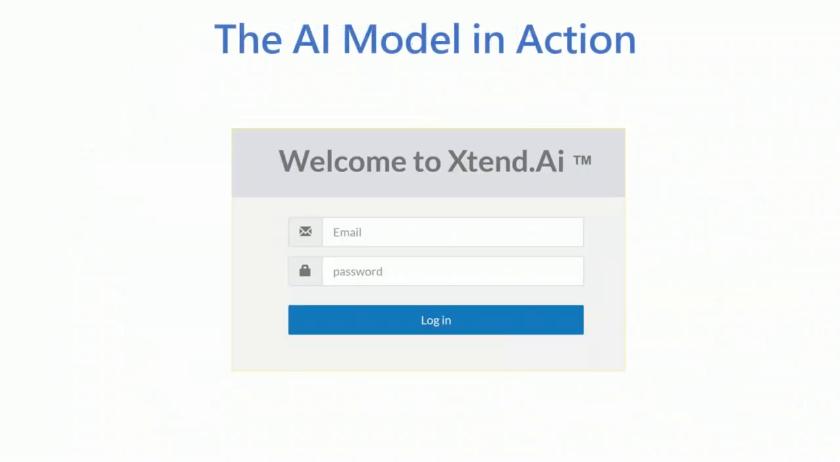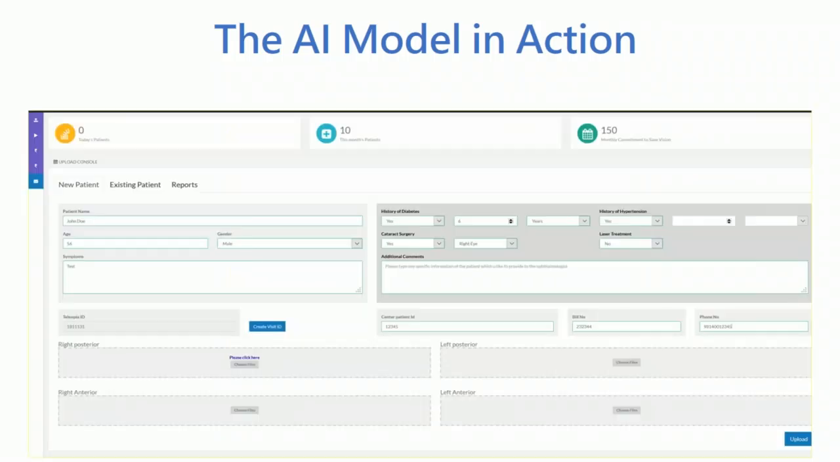So this is a quick peek behind how our AI model actually works. This is how the software looks when you start using it. It's hosted on a secure web server. The operator at the clinic would log in, enter all the patient information, and upload the retinal images. Of course, all of this is done through a browser, or through a smartphone with an internet connection, from anywhere, from a remote clinic.